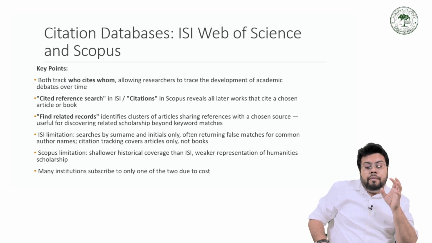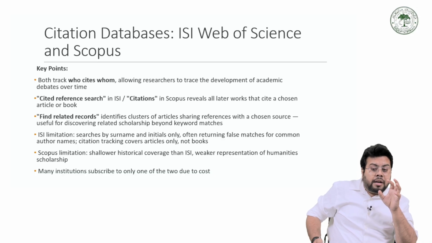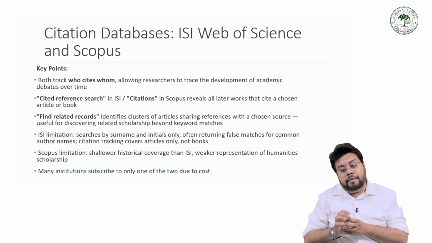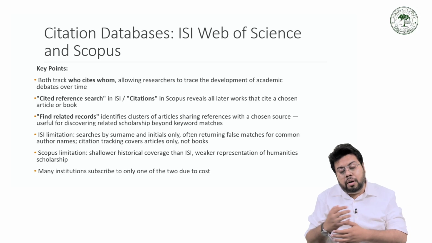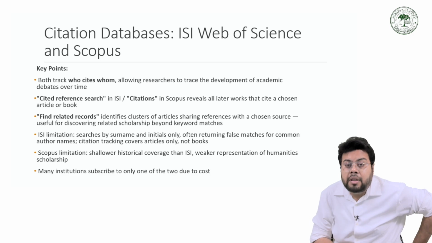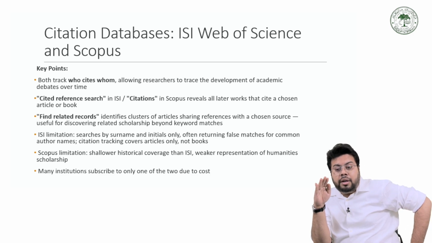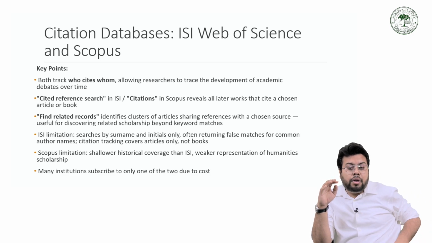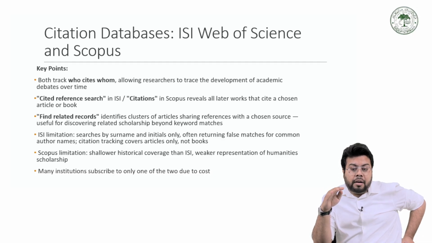If you're searching ISI Web of Science for an author with a common surname, you might get a flood of irrelevant results. Right. So when I type my name on Google, it will give thousands of Shardil Chaudhary. So be aware of these limitations, right? If you're searching ISI Web of Science for an author with a common surname, you might get a flood of irrelevant results.